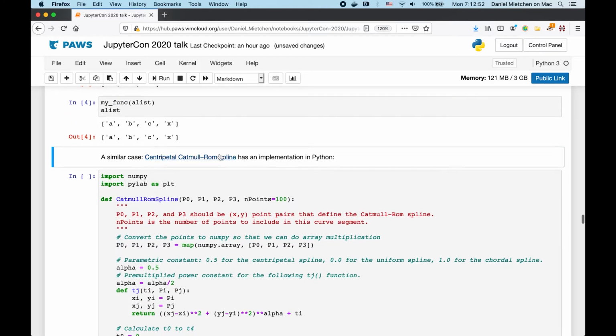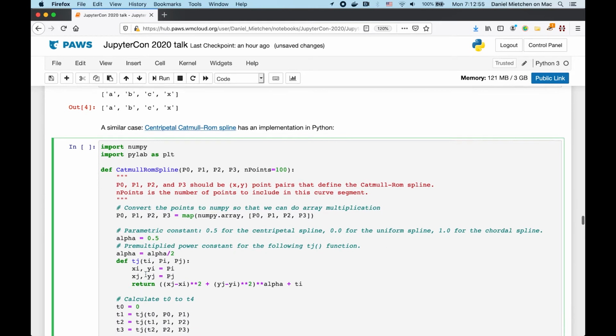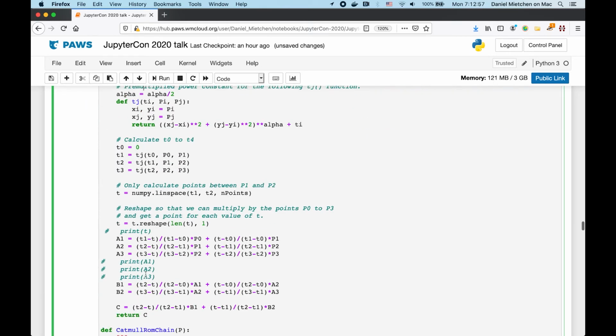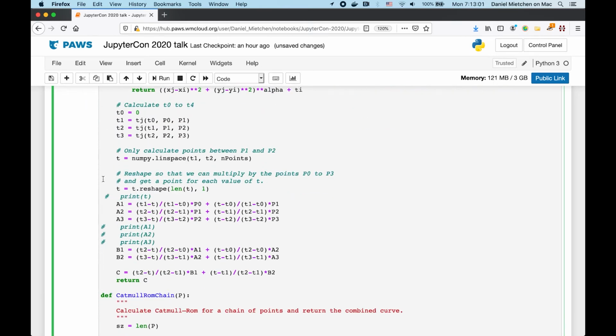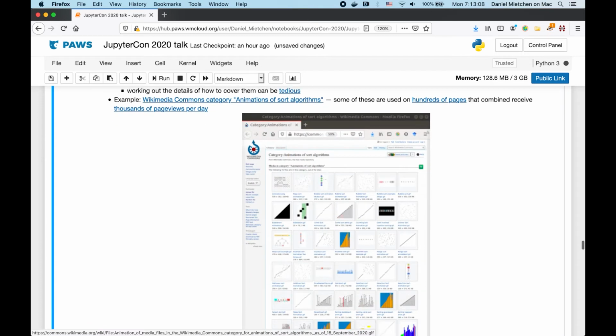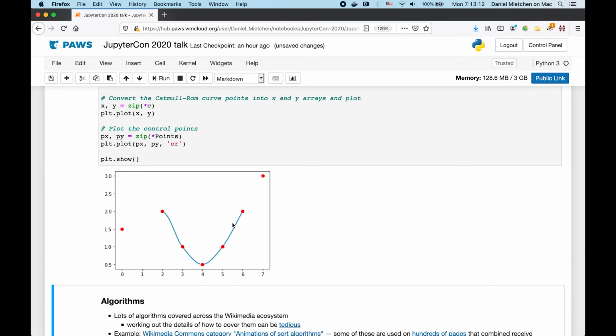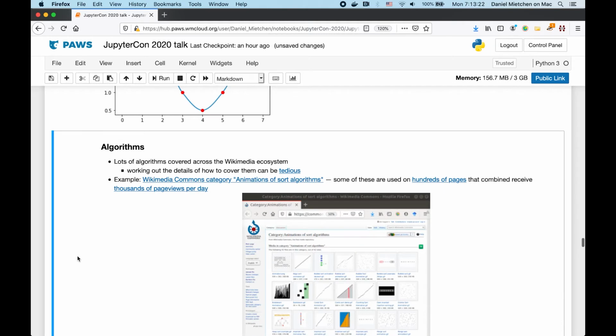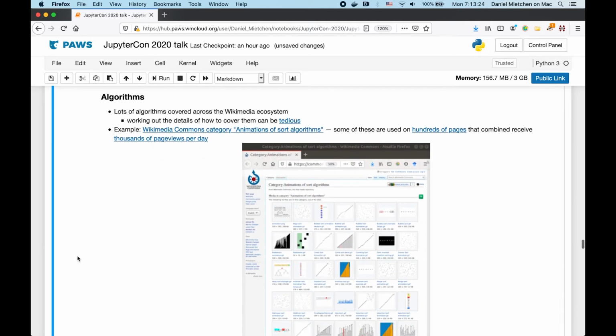A similar case here is a spline algorithm. This text is again taken verbatim from the Wikipedia page, except that I've commented out the print commands here. So if I run this, we see this spline curve show up, just like it is described in the article. And this interaction, being able to play with the parameters, is certainly educative.